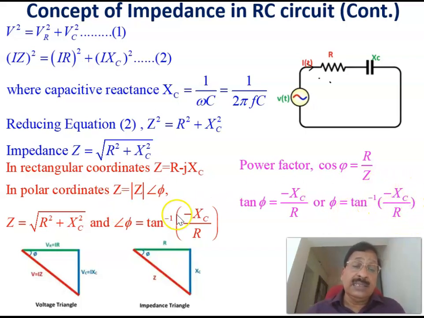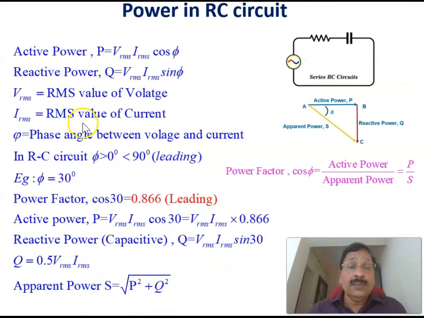In this case, the current is leading the voltage, or you can say the voltage is lagging the current. That is why the negative sign comes here. Therefore, this is the impedance in an RC circuit. This is called the impedance triangle, and this is the voltage triangle: the total voltage, the voltage across the resistor, and the voltage across the capacitor. The vectorial sum is the total voltage at the input side. Both angles are the same, phi and phi. This is the power factor angle.